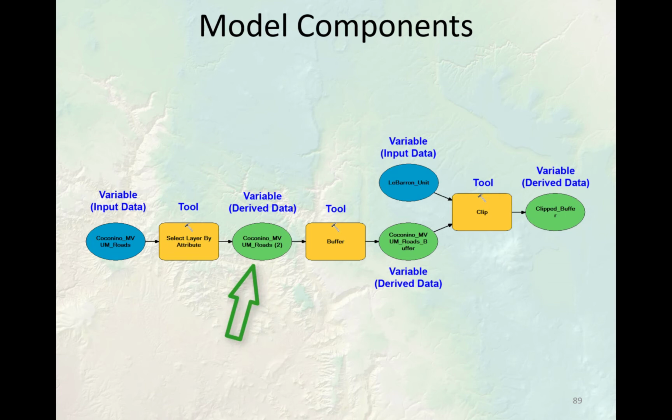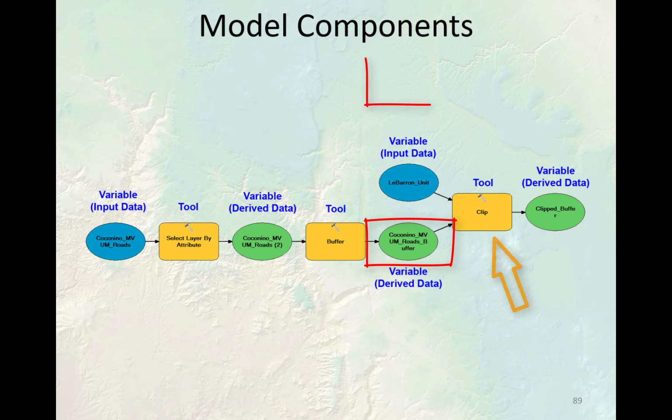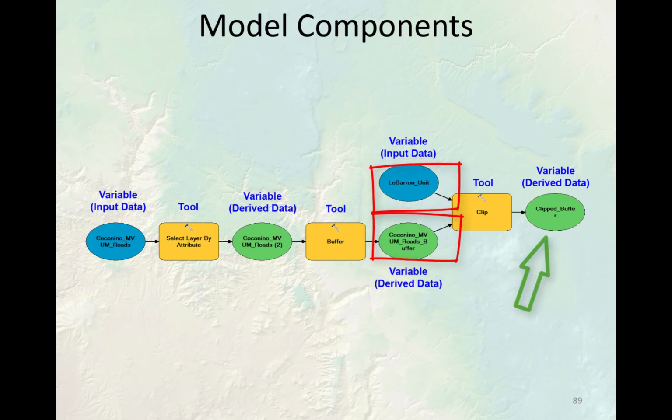That is an input to the buffer tool, and so the buffer then creates a new buffer feature class, which is that green oval there. Now we're going to clip it, and in this case we're using the green buffer plus a new dataset variable, the LeBaron unit. The clip happens and it produces a new derived dataset that is the clipped buffer.